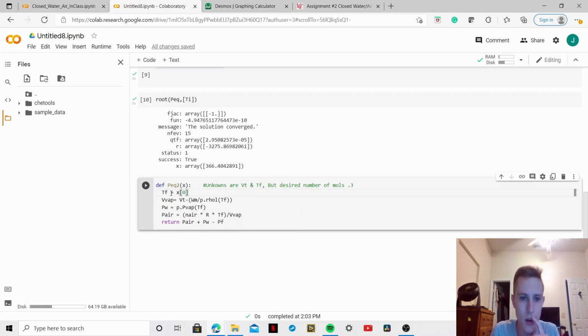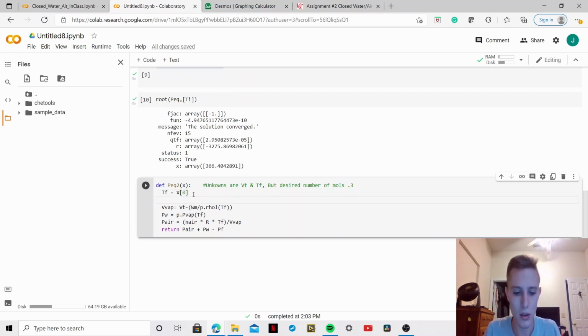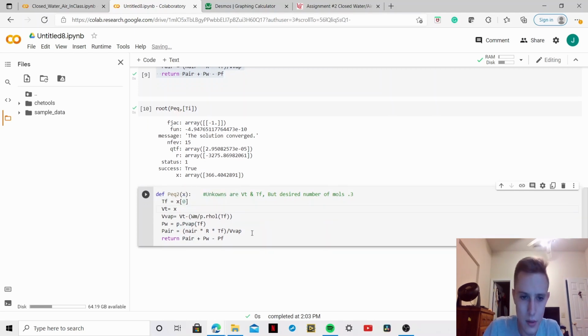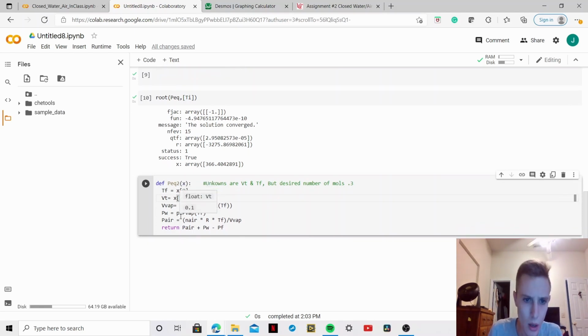Okay? So now we know this. We already have this coded in, where we're solving for the final temperature. But now, since we have 2 unknowns, we need to actually add a second unknown. So let's see the V total. We'll name it VT, equals, in this case, the array that gives us the answer like before, X array, where 0 is the identifier of the first number in the array. We're going to name the second number in the array as 1, and that'll be giving us our V total.